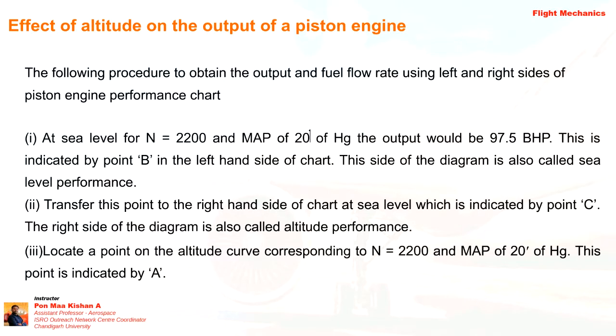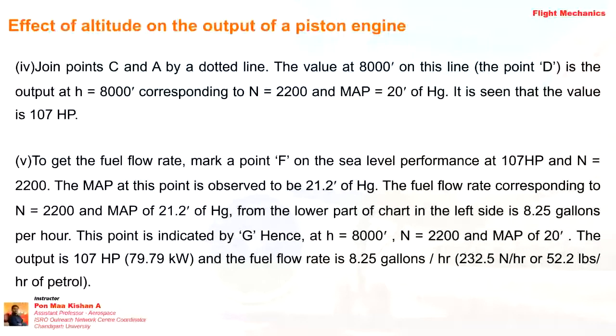I hope you are noting down the step by step procedure. If you have not noted it down, it will be confusing, so kindly note it step by step. Okay, right. So it's in the value 107, and we have identified 21.2 inches of mercury.